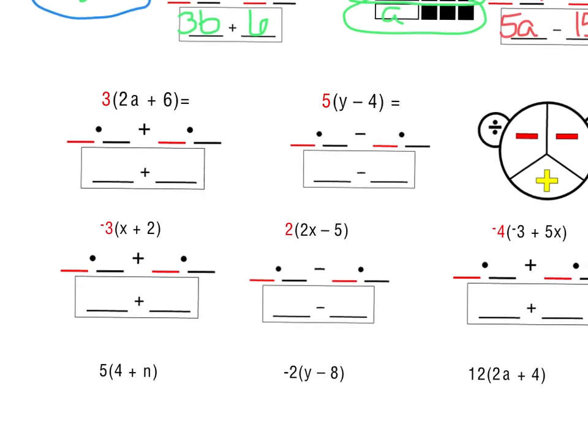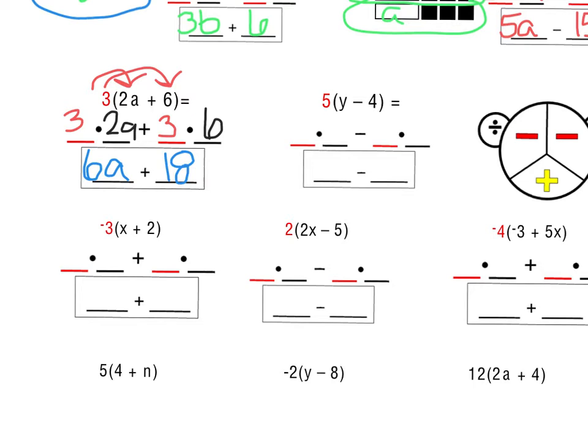So remember, we're going to take our outside number and multiply it with both the numbers on the inside. So we should be multiplying 3 by both parts. Okay, so we're going to do 3 times 2a plus 3 times 6. Okay, so 3 times 2a, we know 3 times 2 is 6. Don't forget to put your a behind it. And then we have a plus sign, so we carry our plus sign, and then 3 times 6 is 18. So our final answer is 6a plus 18.